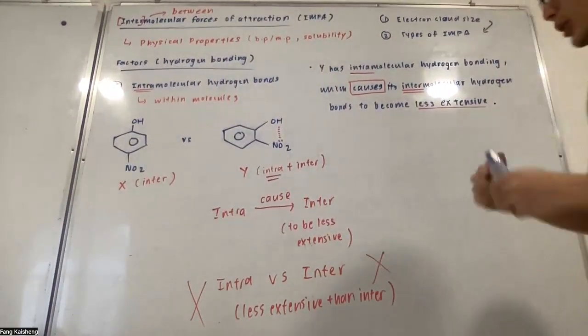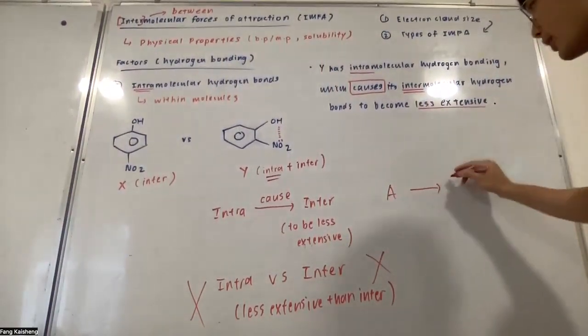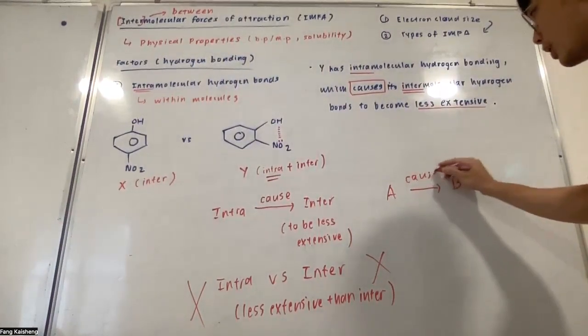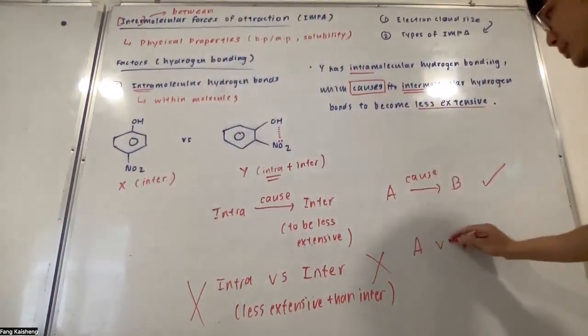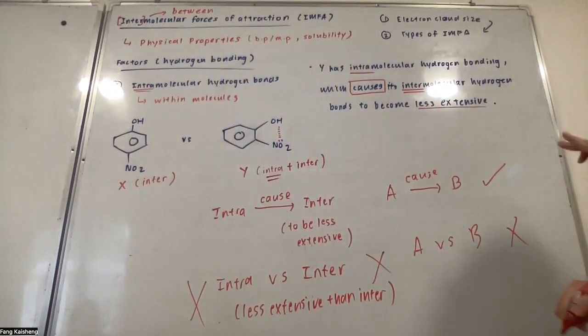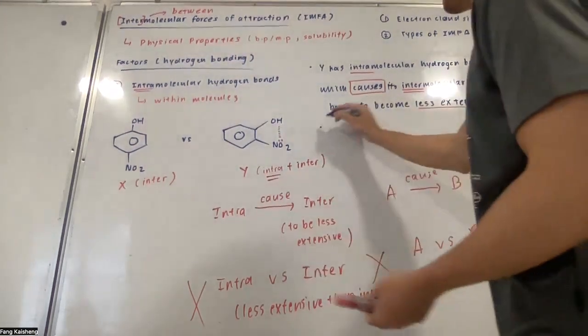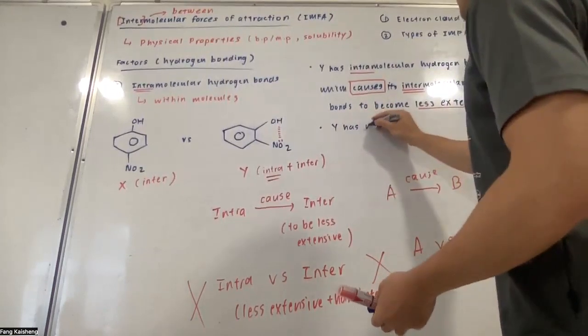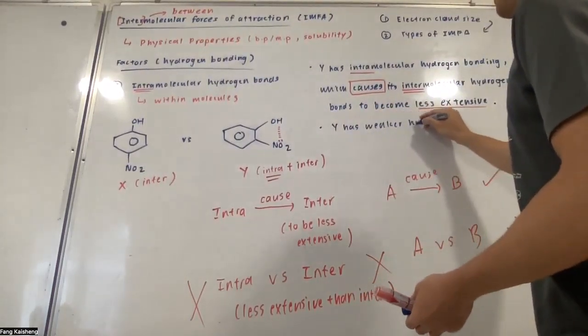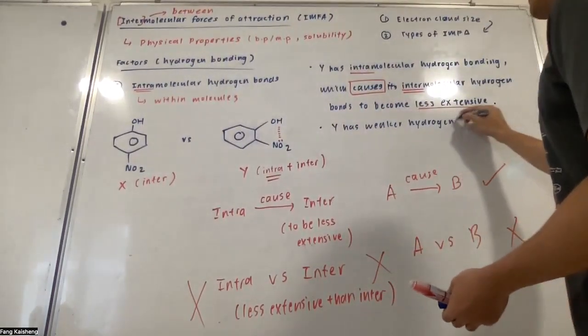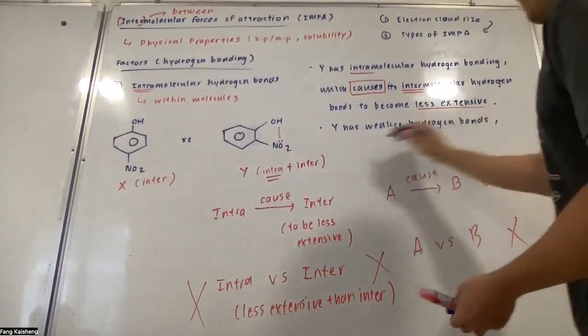Never ever tell me it's not okay. So it's an A results in B scenario, not an A versus B scenario. Never ever do this. This is very, very problematic in a lot of answers. So look at this. Since I use the word cause, the rest are the same. Y has weaker hydrogen bonds, which require less energy to overcome.